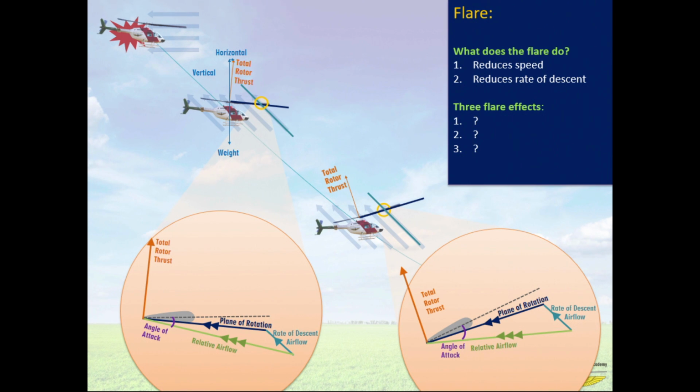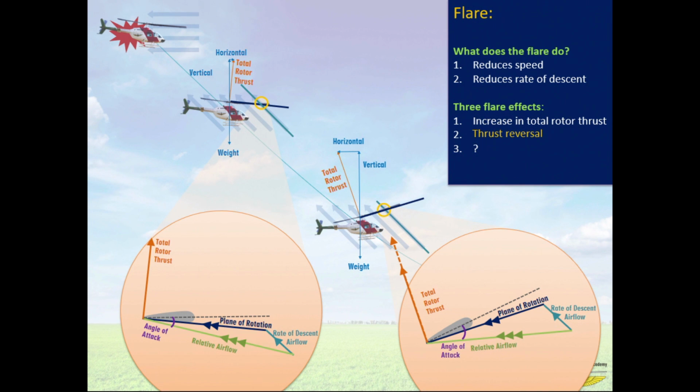So now I've actually got more thrust opposed to weight. So what's that going to do to my rate of descent? Decrease it. We go, hallelujah, aerodynamics works. Just by doing the flare, I've actually decreased my rate of descent. Beautiful. Total rotor thrust, is it facing forward now or backwards? So if it's facing backwards, I've got this big horizontal component going, hey horse, slow down. It's reduced my speed.